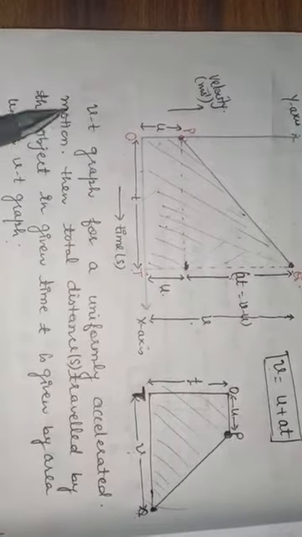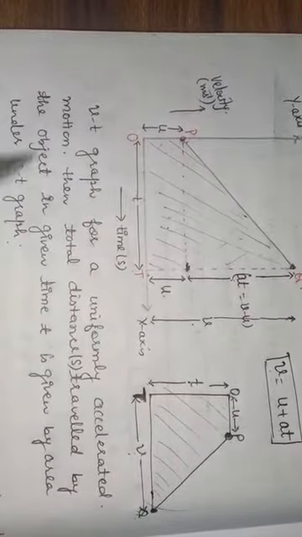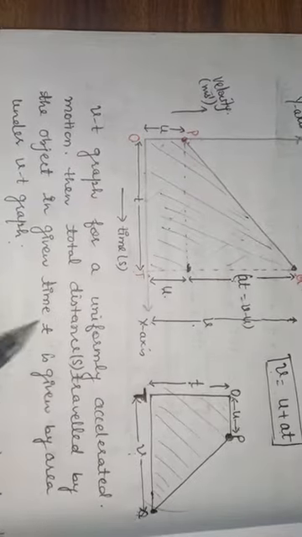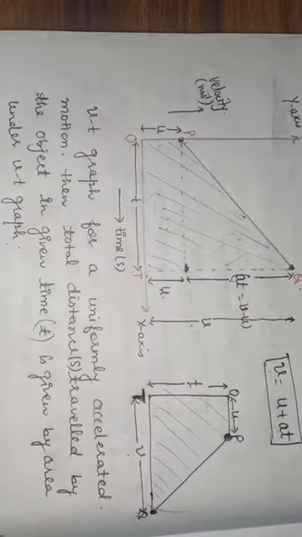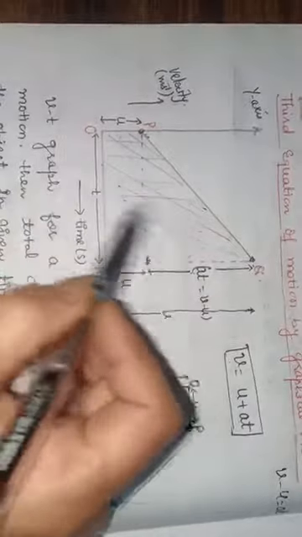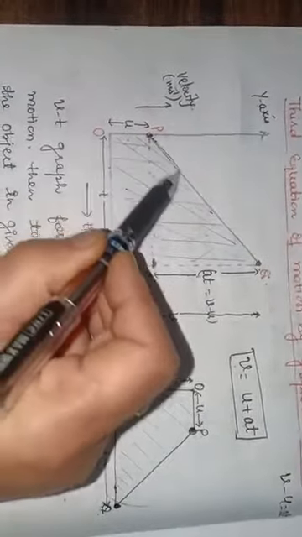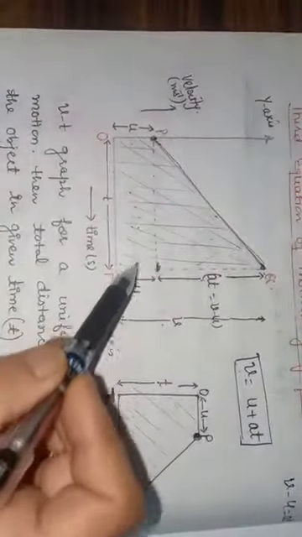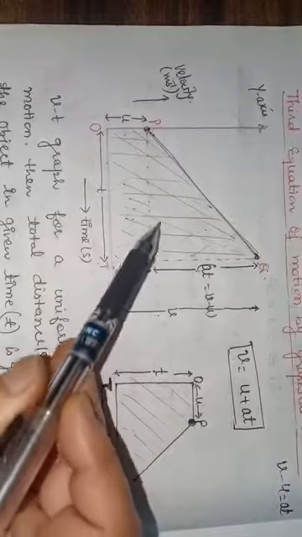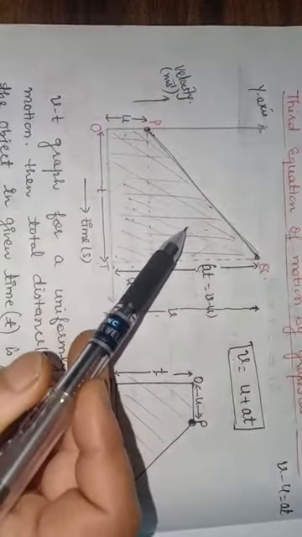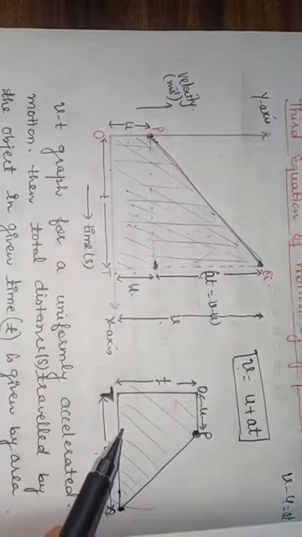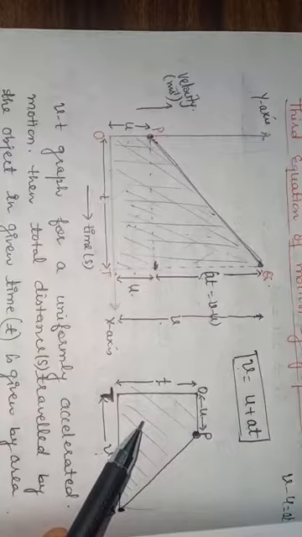Now we know that for the VT graph for uniformly accelerated motion, the total distance traveled by the object in a given time t is given by the area under the VT curve. So here in this figure we have to study this area, and this area is under the curve AB. Now if we look at this figure, in the second equation of motion we divided this area into two parts. The first one is a rectangle and the second one is a triangle. To derive the third equation of motion, we change this area into the form of a trapezium.